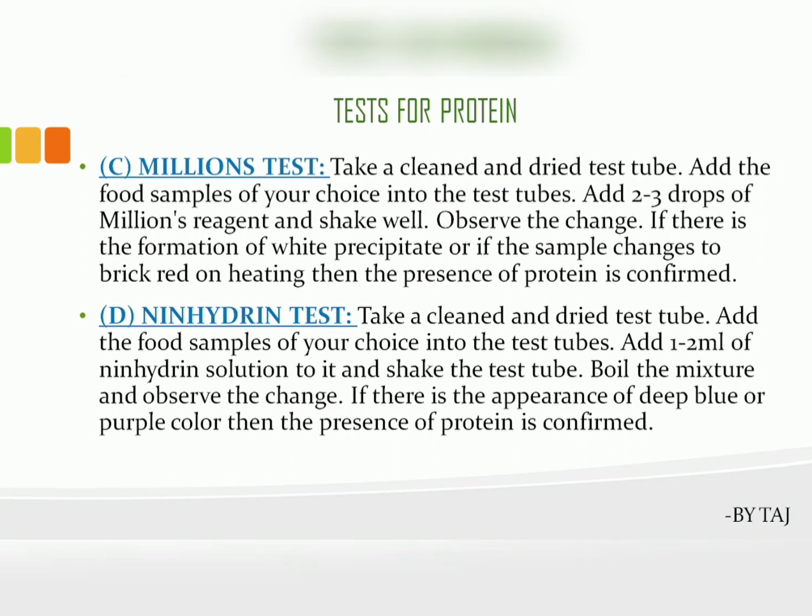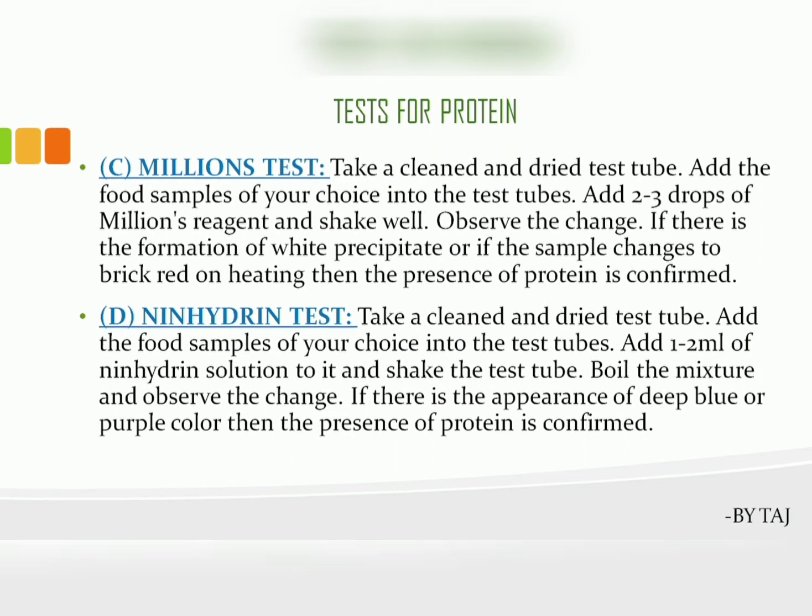Another test is the Millon's test. Take a clean and dry test tube. Add the food sample of your choice into the test tube. Add 2 to 3 drops of Millon's reagent and shake well. Observe the change. If a white precipitate forms, or if the sample changes to brick red on heating, then protein is confirmed.